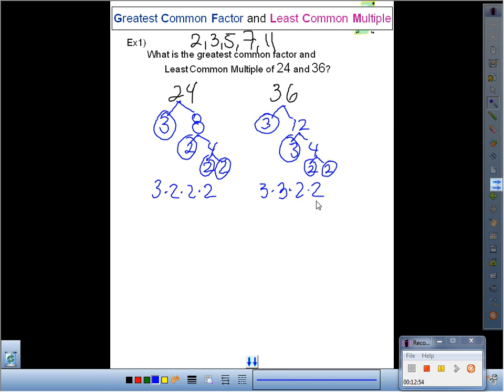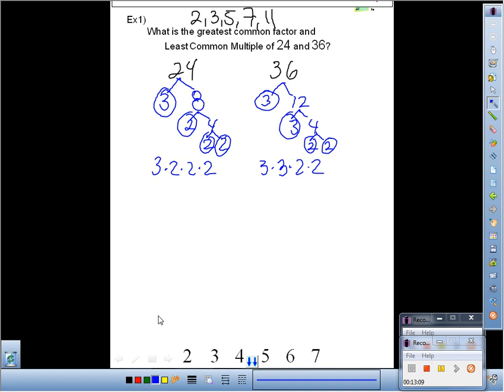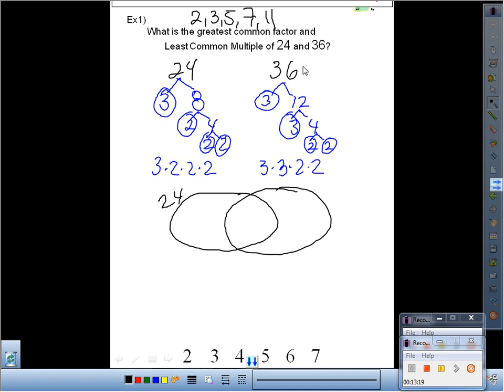Okay. And then from there, your teacher said, okay, let's write them one on top of the other. We're going to circle the ones that are the same. Remember that? Okay, I'm not going to do that. I'm going to use a Venn diagram. Here we go. So, 1 potato, 2 potatoes. But here, instead of writing Michael Jordan, what am I going to write? 24. And here, instead of me, I'm going to write 36.